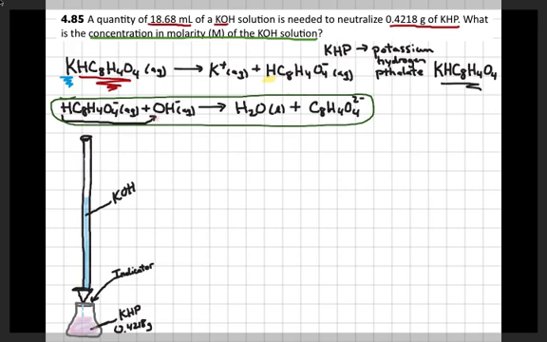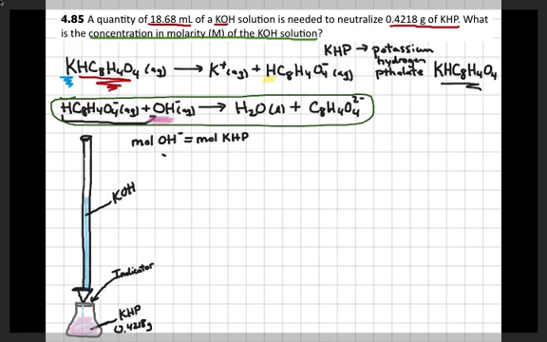Now we should make a note about the difference between equivalence point and end point. The equivalence point of the titration is when the moles of hydroxide are equal to moles of KHP in this case, because we have a 1-to-1 ratio in our balanced equation of the hydrogen phthalate to the hydroxide.